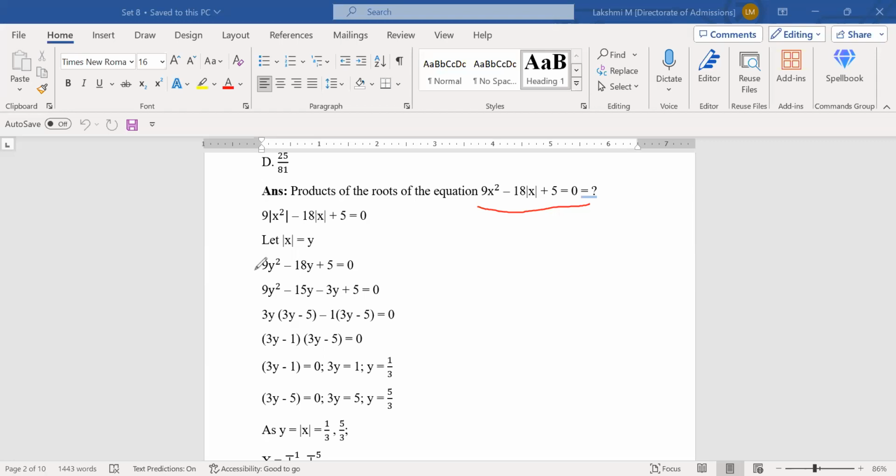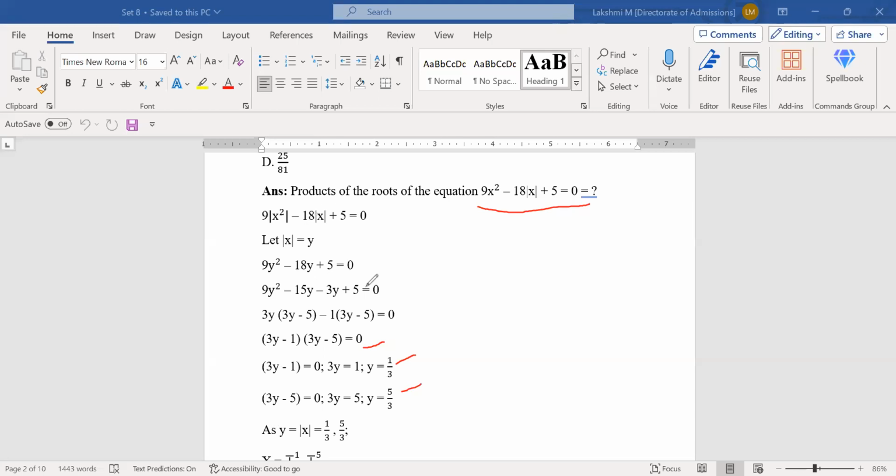Yes. So if I substitute mod x equal to y, I'll be able to write this as 9y square minus 18y plus 5 equal to 0. So 18y is minus 15y minus 3y. I'll be able to solve this as (3y minus 1)(3y minus 5). So y is equal to 1 by 3 and 5 by 3. I got this, right?